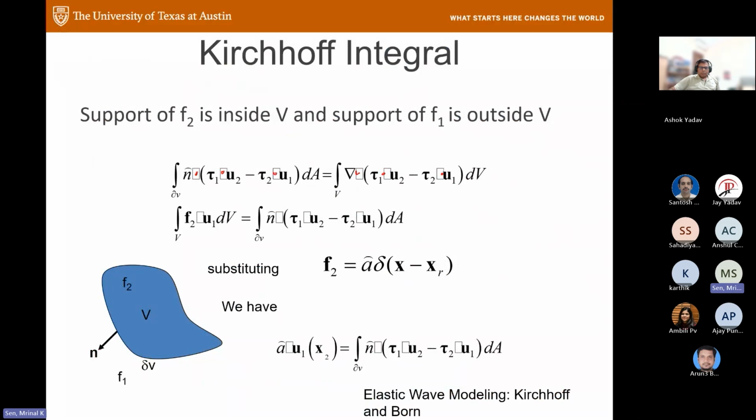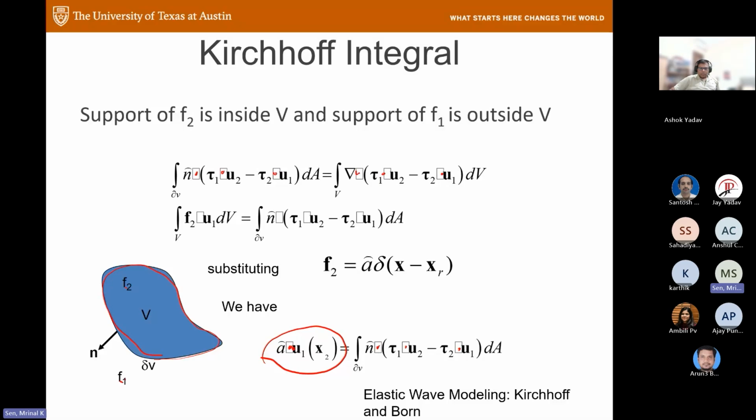Then what we can find is that this is valid for elastic anisotropic medium, but it's much simpler for the acoustic case. So what it tells you is that if you want to compute the response U1 at some point x2, which is here, the F1 and F2, these are the sources. One is outside, one is inside the volume. Then this is given simply by knowing the displacement and stress field along the surface.